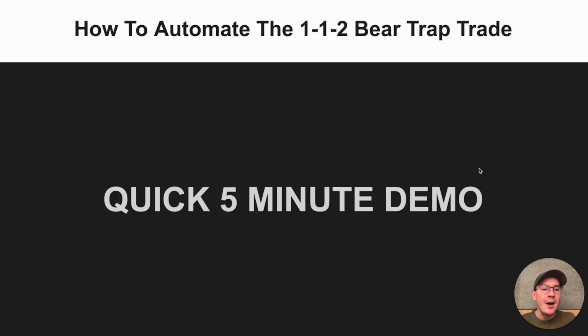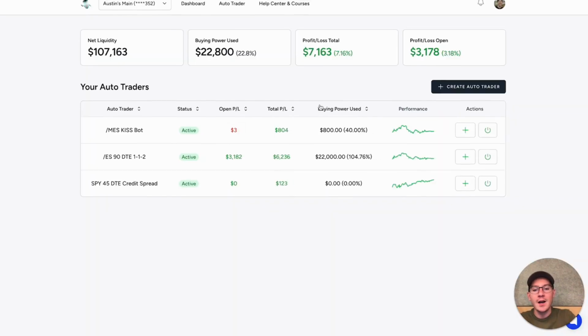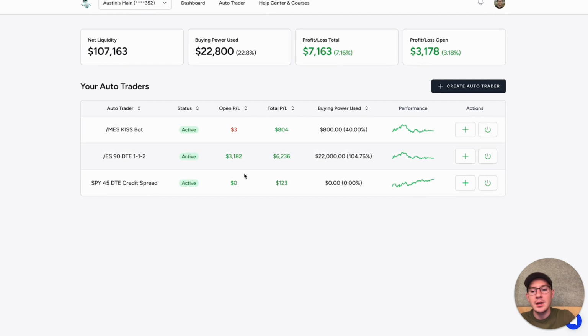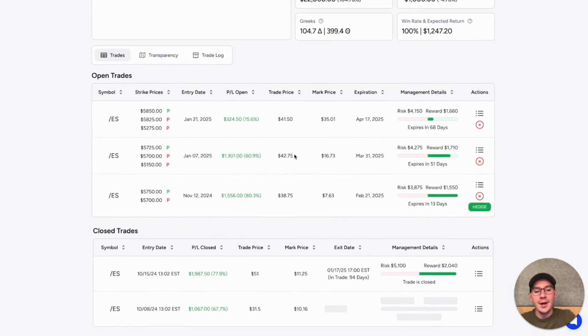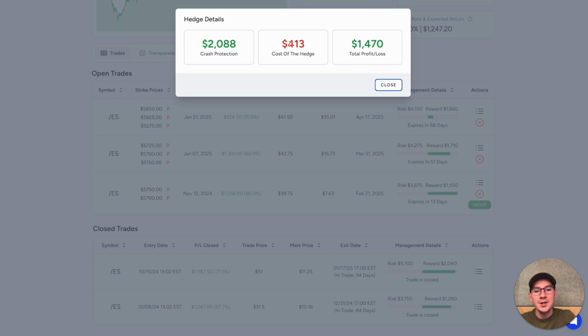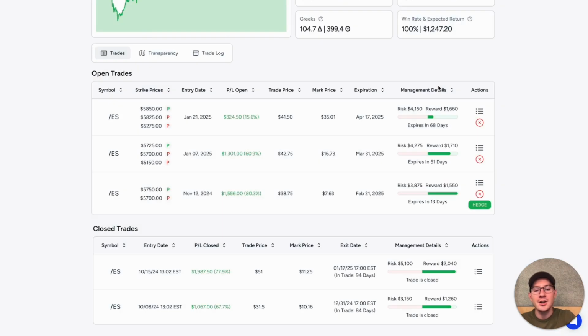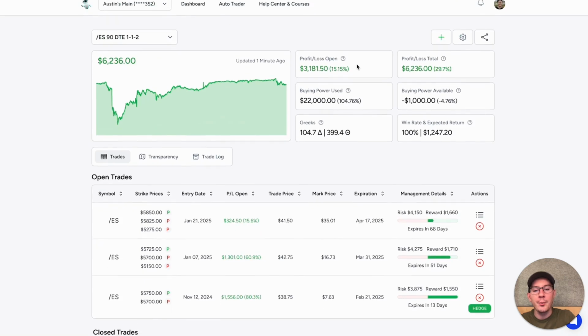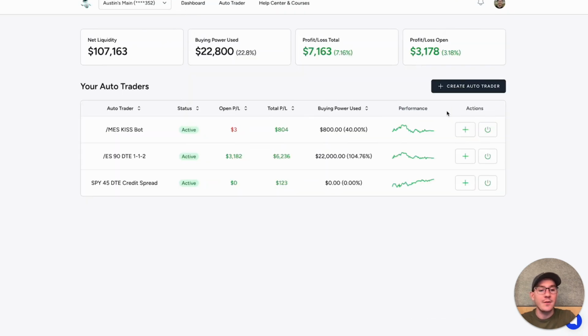Let me give you a quick 5-minute demo of how you can actually plug this all in and make it all work. By coming up to the Options Auto Trader, you can see here, one of the 1-1-2s I'm running, the ES. This one's a shorter term, a 90 DTE 1-1-1-2. I made about $6,000 in realized profits so far. Not too shabby. And so again, you can see here all the trades I have open, how it's been turned into a hedge, how I have protection for the hedge, and all the different things there. Super cool. But let me show you how to actually set this up for yourself.